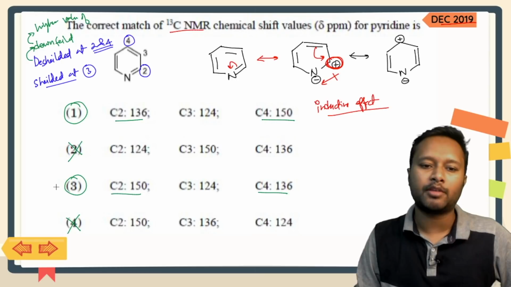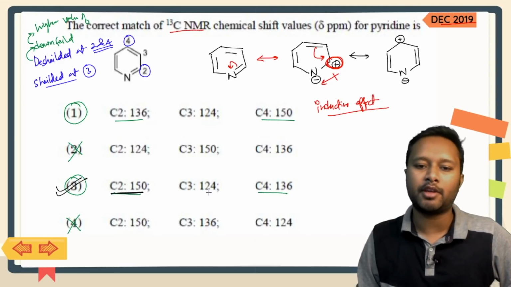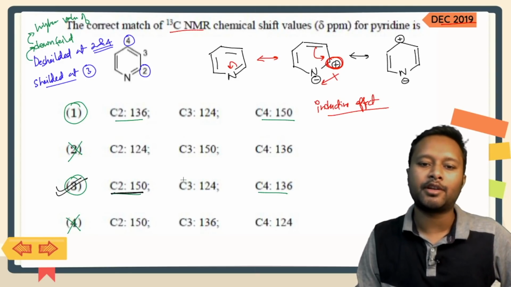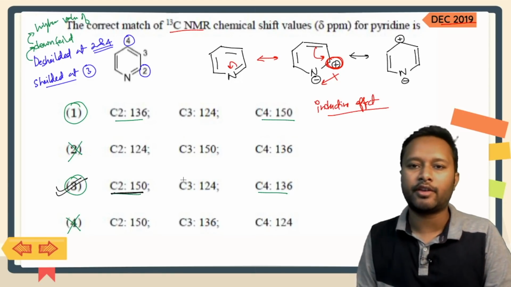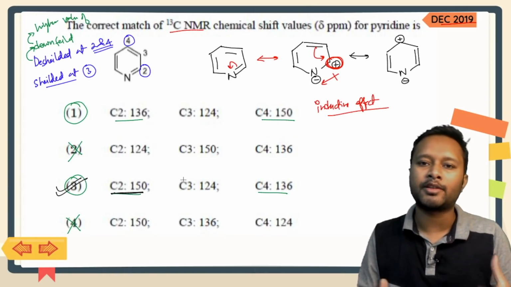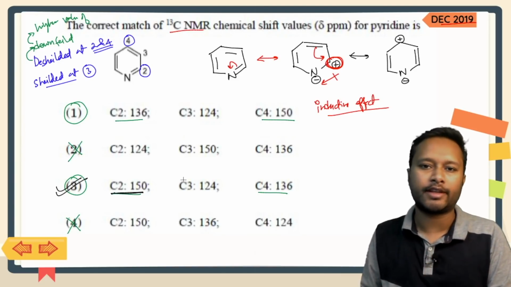So option number 3 is correct, where carbon number 2 has the highest chemical shift value, higher than carbon number 4, and the least chemical shift value is for carbon number 3. It's just based upon the de-shielding and shielding effect of the respective carbon. Alright, so I hope this is much clearer to you. Let's go for the next question then.